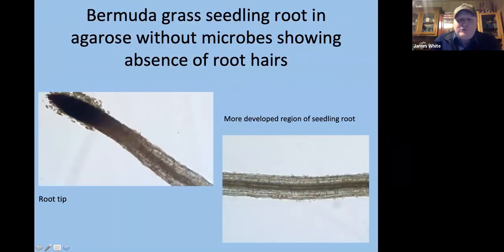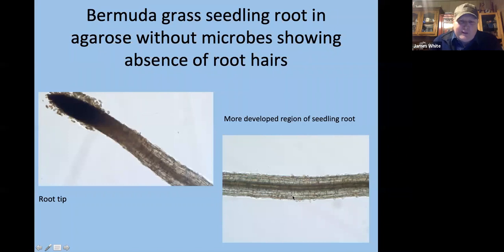This actually is the root of a grass called Bermuda grass. And you can see the root tip over here, and this is stained for the DAB. We're using the DAB for hydrogen peroxide. And this to the right shows the older part of that seedling root. You see there's no hairs there. What we did is we removed all the microbes from the seed coat in this case.